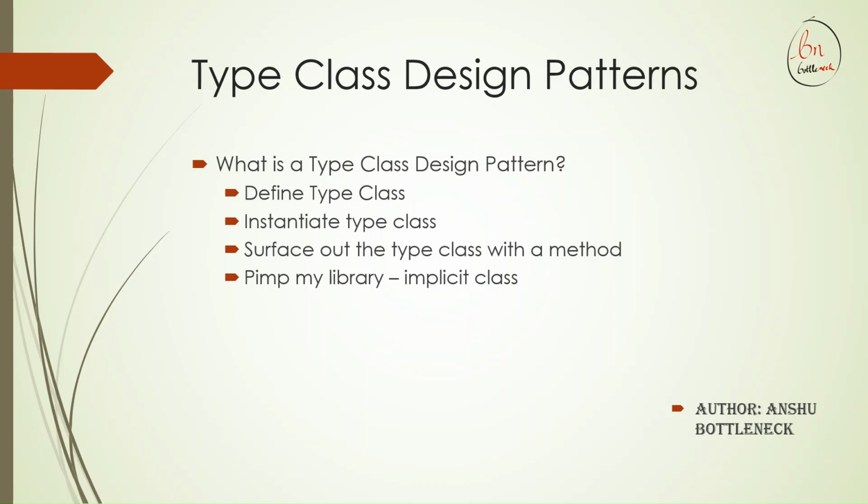Once we have done the instantiation, we have two ways out. The first is to surface out the type class instance by creating a companion object and writing an apply method, which will allow us to use a type class without knowing that it is there. Second is pimp my library, where we create an implicit class on top of that type with a couple of defined methods. So it will look like built-in methods when we use that type.